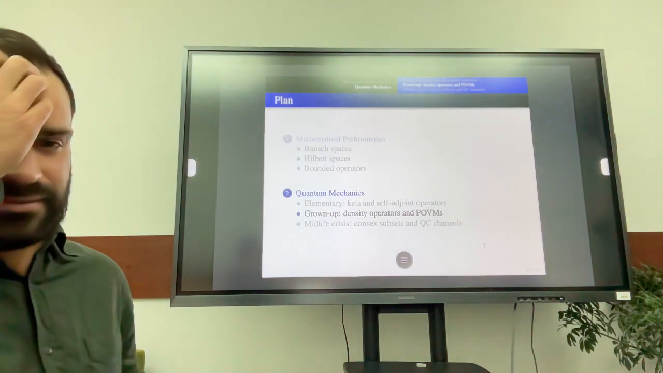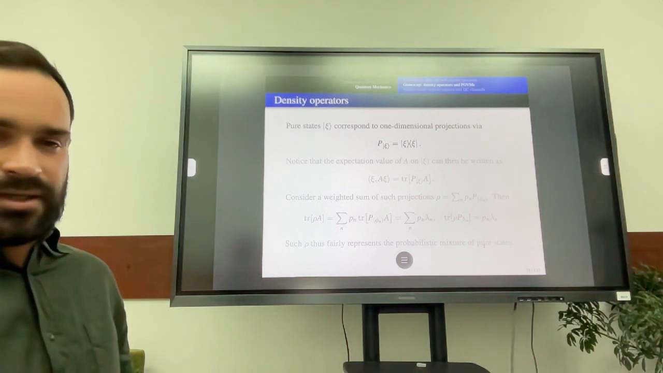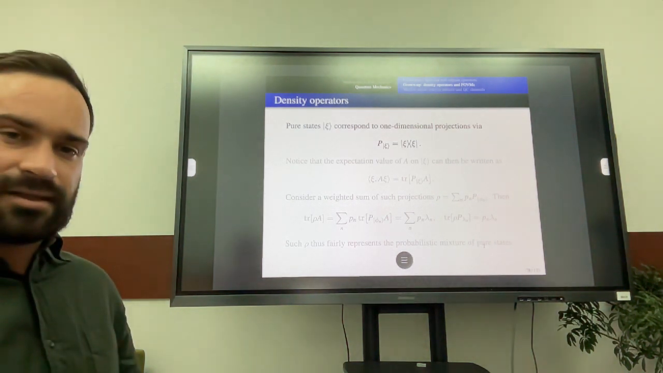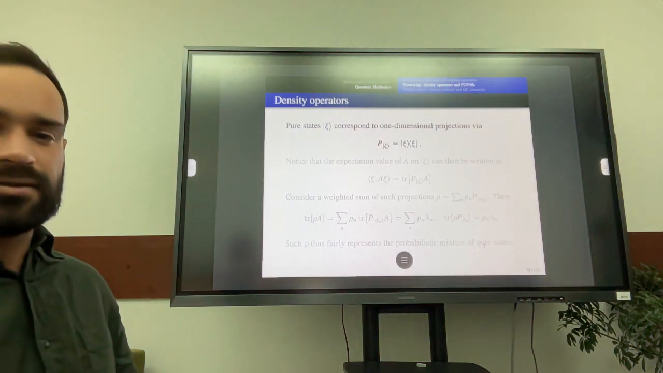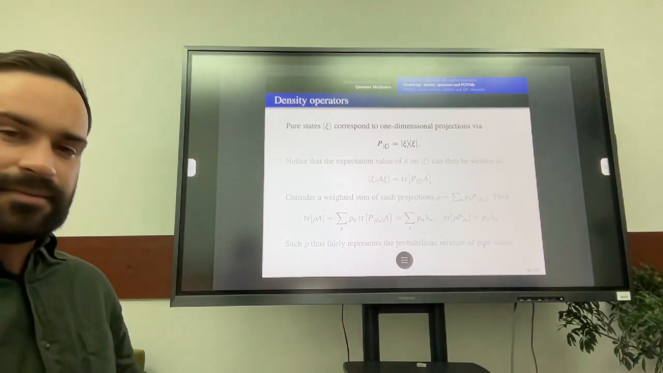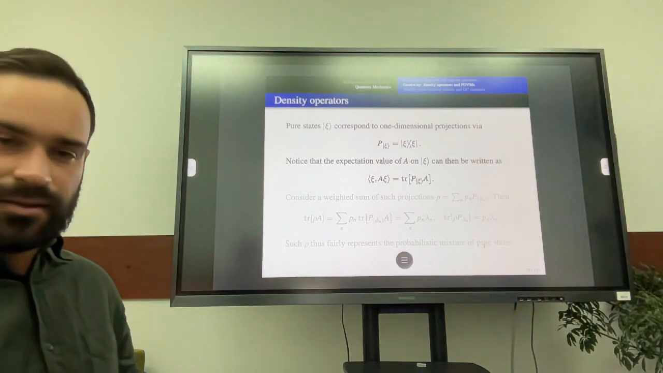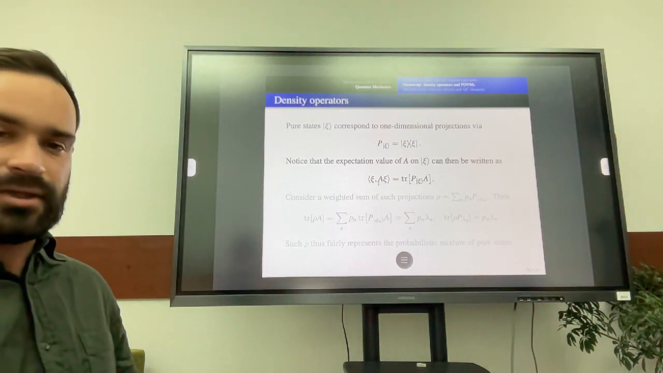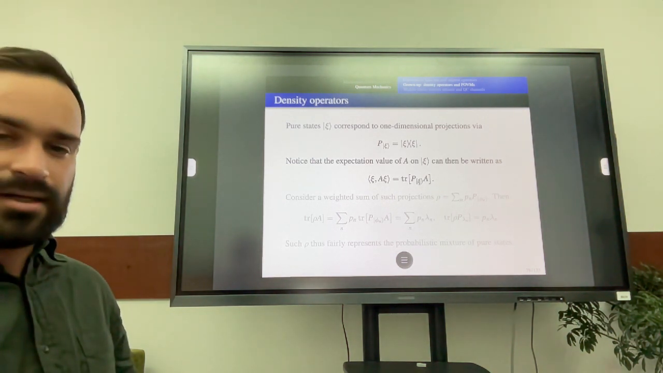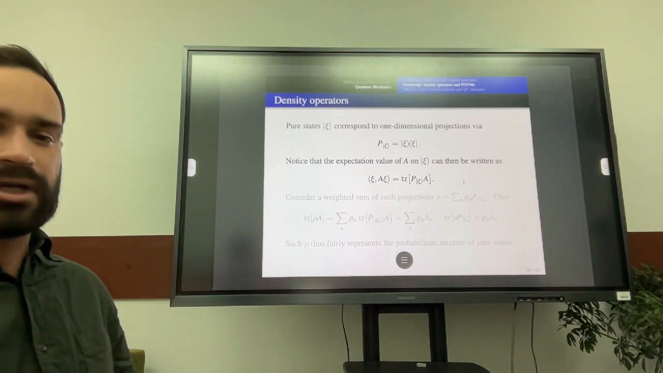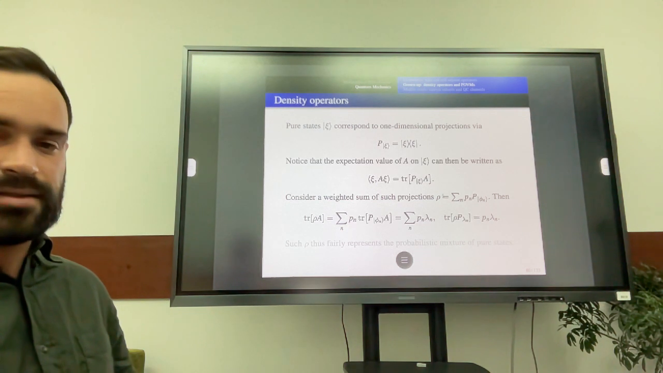So now, the grown-up version of quantum mechanics. The first realization is that instead of speaking about pure states, we can speak about one-dimensional projections, which are also independent of the phase. And then we notice that instead of writing expectation values in the standard form, they are the same as taking the trace of an operator with this projection. And now we can consider a weighted sum of these projections.